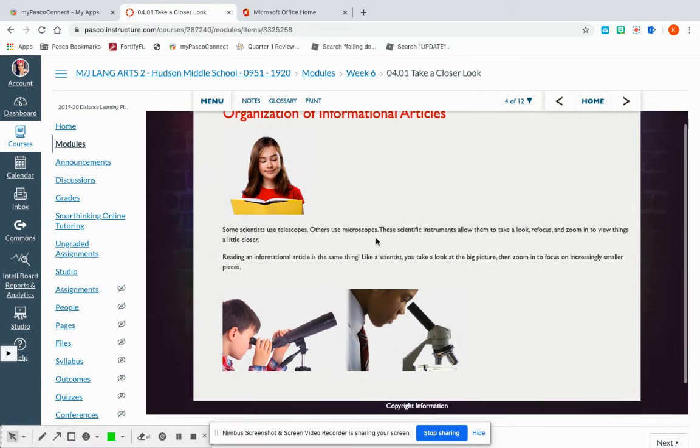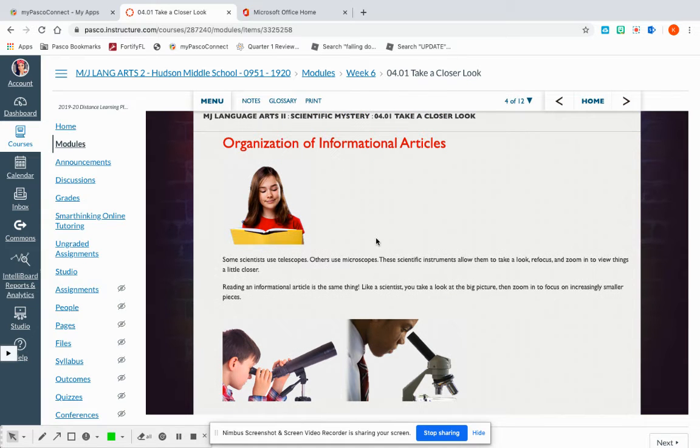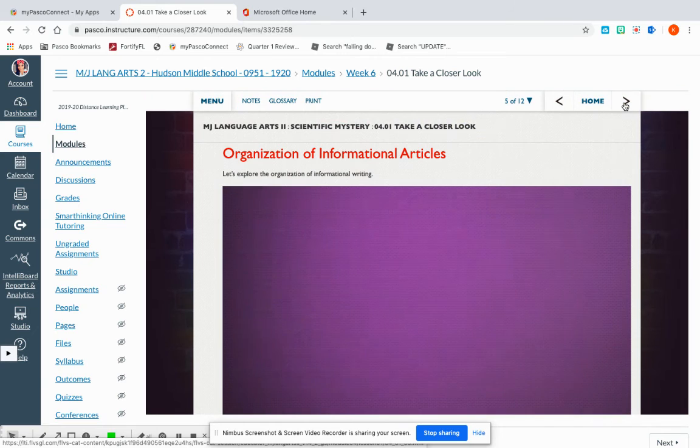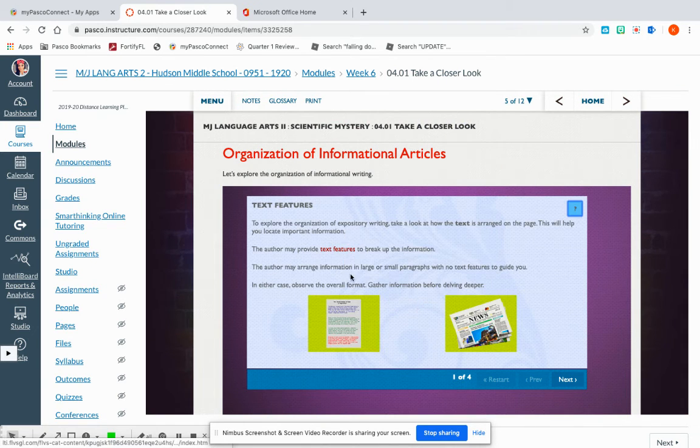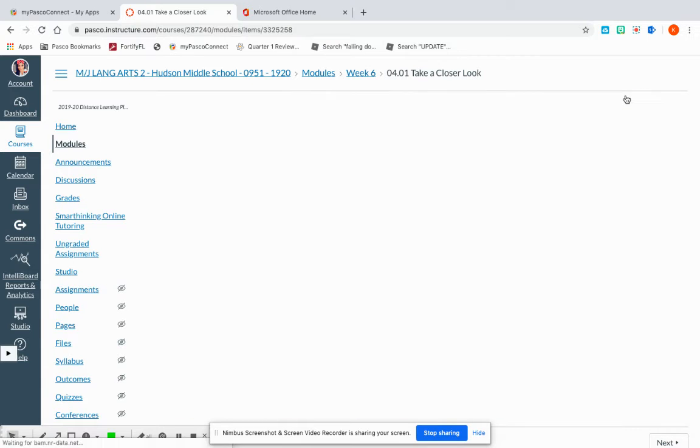Slide 4 is just going to give you a little information about the organization of informational articles. Here is an interactive slide about the organization. So it's going to talk about text features, how the text is arranged. And so go through these 4 slides.